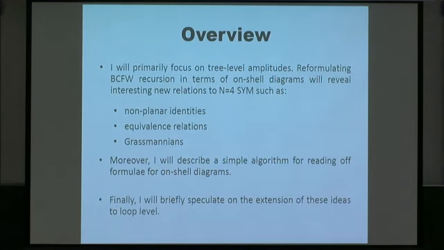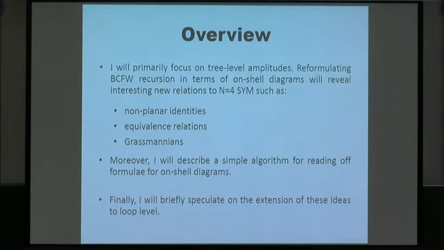In fact, in this talk, I'm primarily going to talk about tree-level amplitudes. And although BCFW was already established for gravitational theories long ago, it turns out that reformulating BCFW in terms of on-shell diagrams will actually reveal some interesting new structures and some surprising, or at least surprising to me, relations between N equals 4 super Yang-Mills and N equals 8 supergravity. And some examples of these will be non-planar identities that actually allow us to recast the computation of N equals 8 supergravity amplitudes in terms of planar N equals 4 super Yang-Mills amplitudes.